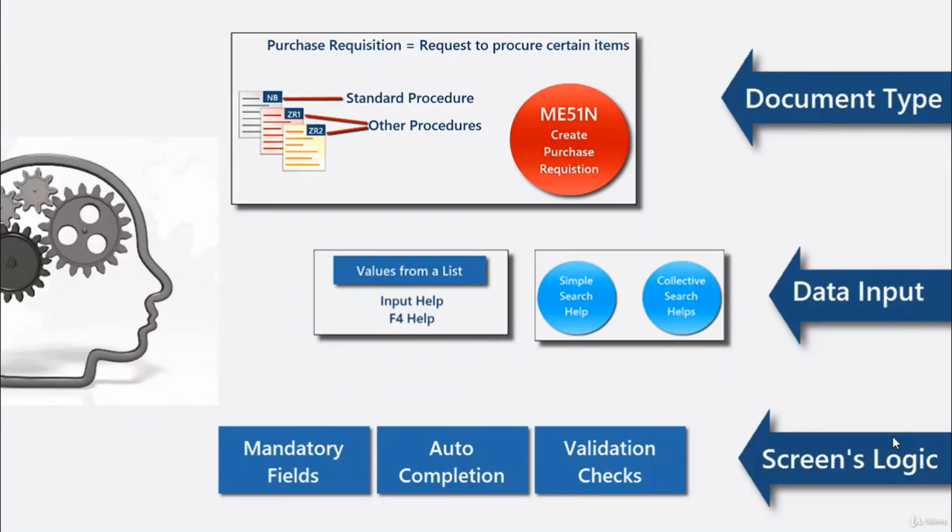Data input on the screen is supported by simple and collective help. Hit lists and search results show the possible sets of values for a field in question. And finally, the screen's logic supports you with mandatory fields, auto-completion and validation checks to successfully complete any transaction in SAP ERP. That's all for this time.